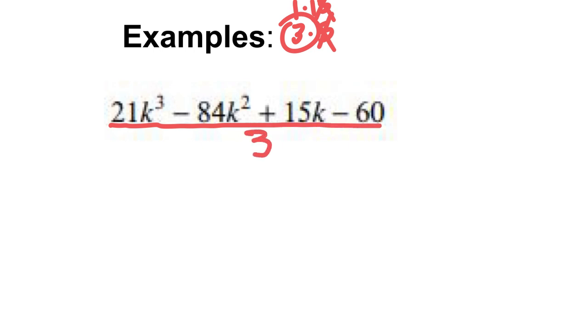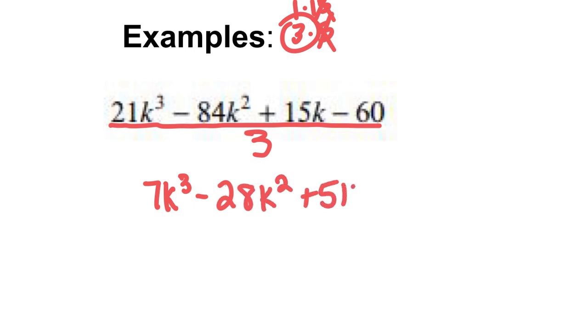Now, when I do that, I'm going to get a smaller problem to work with. I'm going to have 7k to the third minus 28k squared. So 84 divided by 3 is 28. 28k squared plus 5k, 15 divided by 3 is 5, minus 20. 60 divided by 3 is 20. This is the problem that I'm actually going to do grouping with now to factor it.